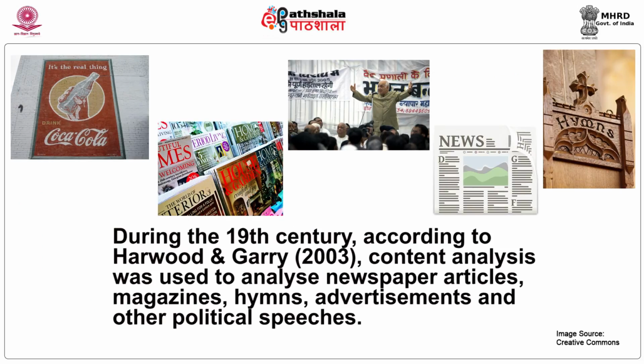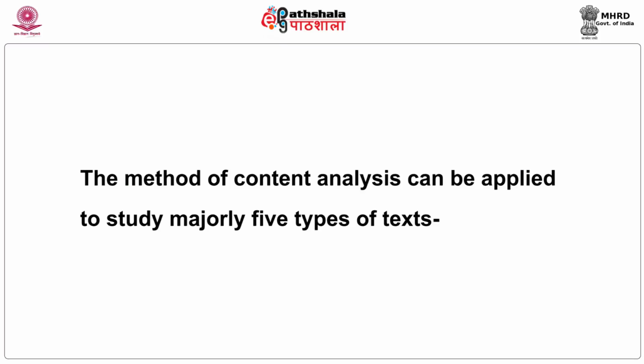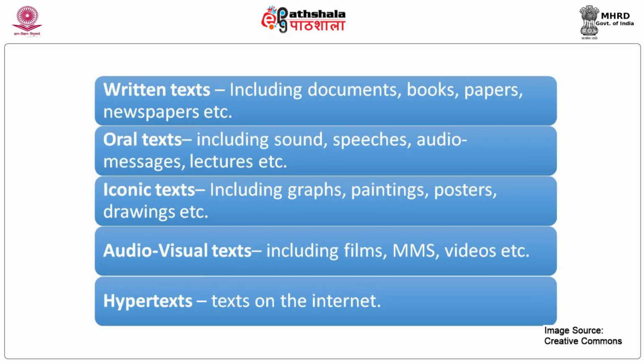During the 19th century, according to Harwood and Gary 2003, content analysis was used to analyze newspaper articles, magazines, hymns, advertisements or other political speeches. Over the period of time, this method has witnessed a steady growth in the other fields of social science, arts and humanities. The method of content analysis can be applied to study majorly 5 types of texts: written text including documents, books, papers, newspapers, etc.